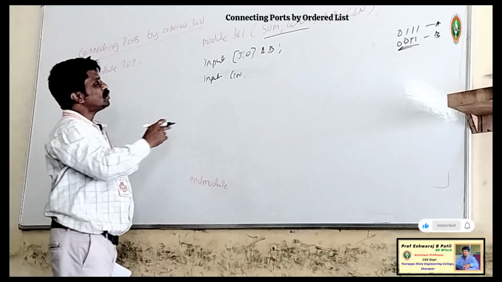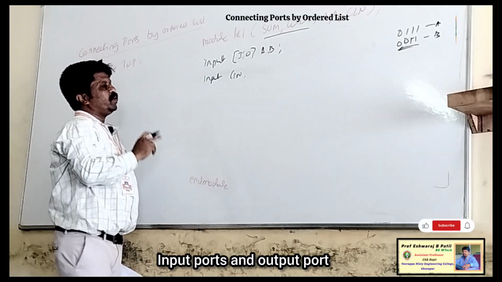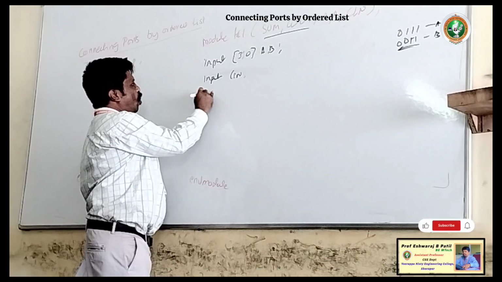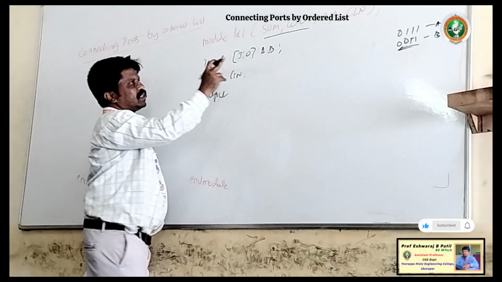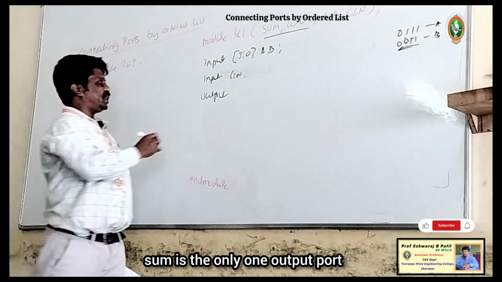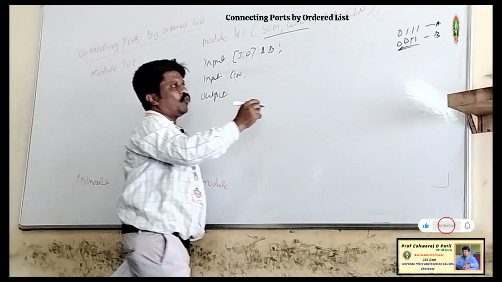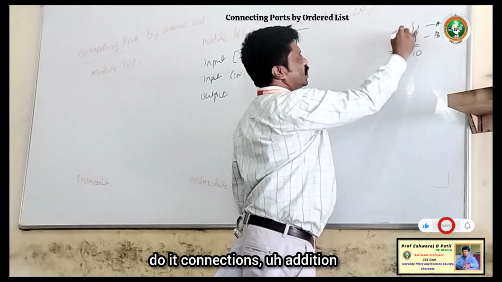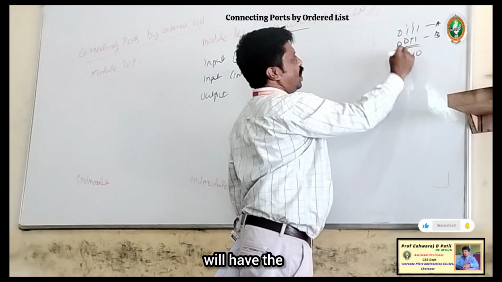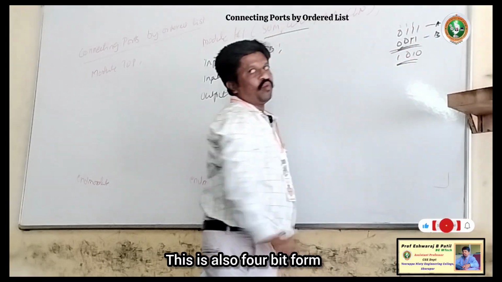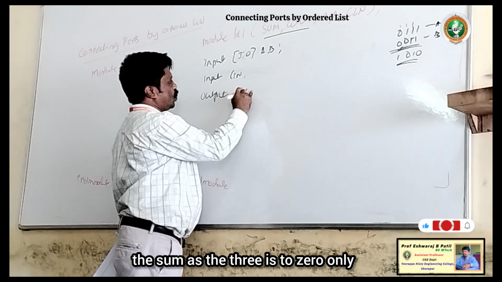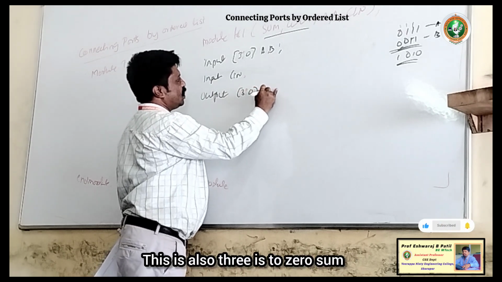Okay, input ports and output ports. Before that I have to write the outputs also. What are the output ports? Here sum is the only output port, and it also has 4 bits. Addition is also in 4-bit form. That's why I am writing the output as sum with 3:0. This is also 3:0 sum.